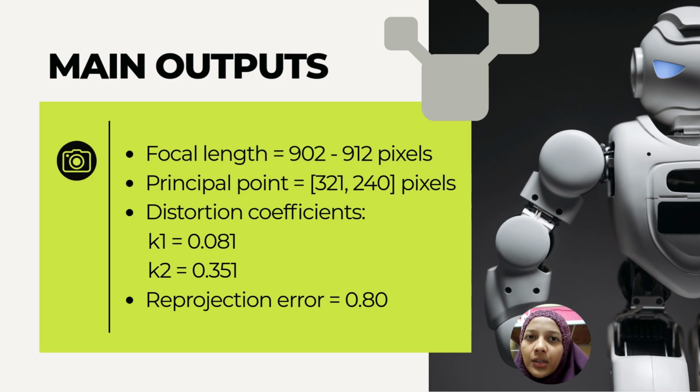So, in conclusion, we validated the accuracy through the reprojection error and undistorted image result. We could clearly see that the lines became straighter and the lens distortion was corrected. So this shows that the calibration worked.